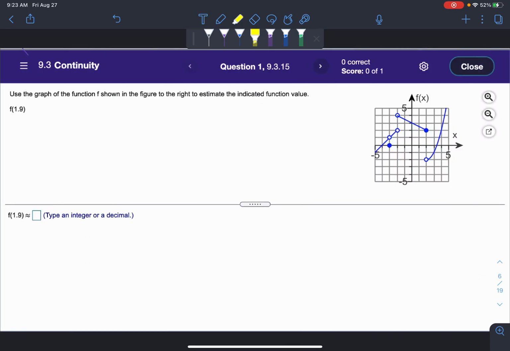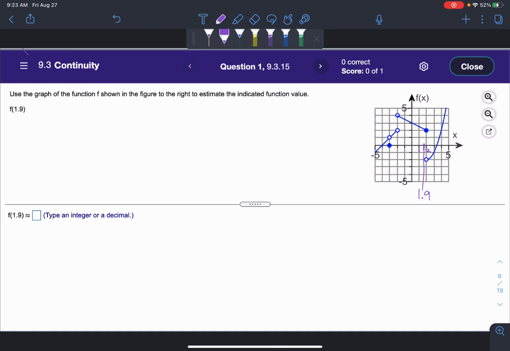Okay, so now a new type of question. We're using this graph on the right hand side to estimate this value, f of 1.9. So all we're going to do is find where 1.9 is. So here's 1 and 2. So 1.9 is about here, give or take. And this is an approximation, so you don't have to worry about getting the exact number.